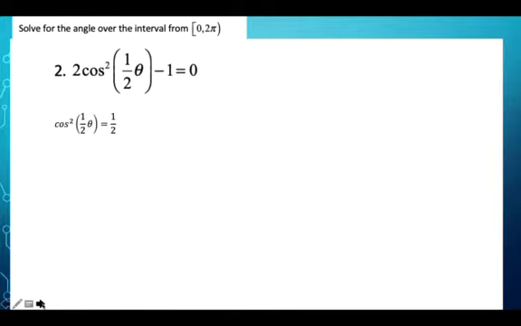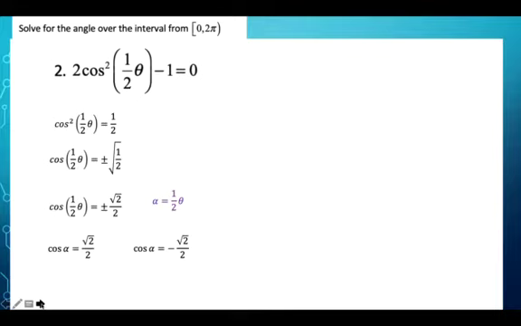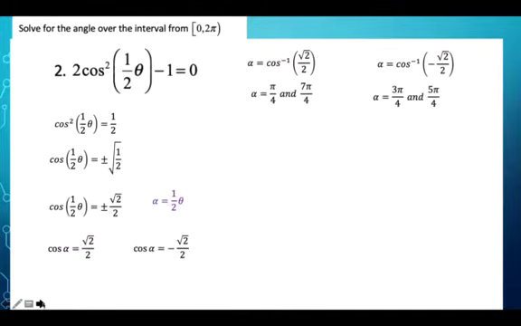So I'm just going to go ahead and solve this like I would normally. I'm going to move the 1 over and divide by 2. Because it's squared, I'm going to square root both sides. Don't forget your plus or minus. And I'm going to get the cosine of 1/2 theta is equal to plus or minus root 2 over 2. So now I'm going to make my substitution. Since alpha is equal to 1/2 theta, I'm going to say cosine alpha is root 2 over 2, and cosine alpha is negative root 2 over 2. So the angles I'd normally get for cosine of root 2 over 2 and cosine of negative root 2 over 2 are pi over 4 and 7 pi over 4, and 3 pi over 4 and 5 pi over 4.